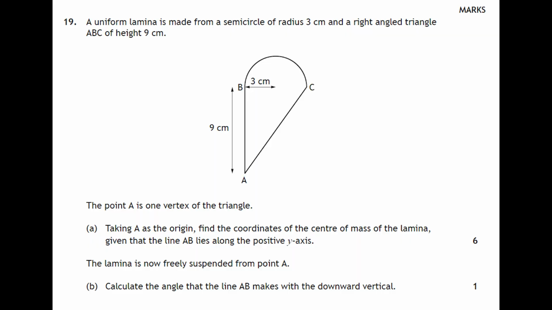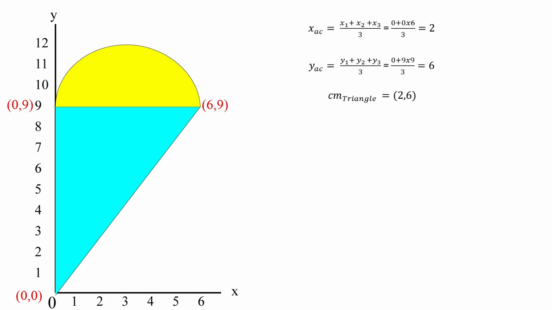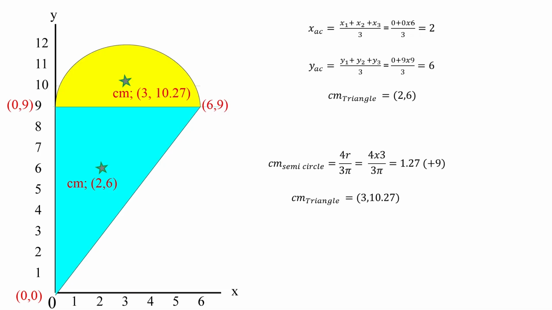We're asked to find the center of mass of this lamina that consists of two shapes, the triangle and the semicircle. The first thing we need to do is find the center of mass of those two shapes individually. To find the center of mass of the triangle, we take the average of the coordinates, as we explained earlier. To find the y-coordinate of the center of mass of the semicircle, we use the formula 4/3 times r over pi. Remember, the x-coordinate will be 3 centimeters due to symmetry.